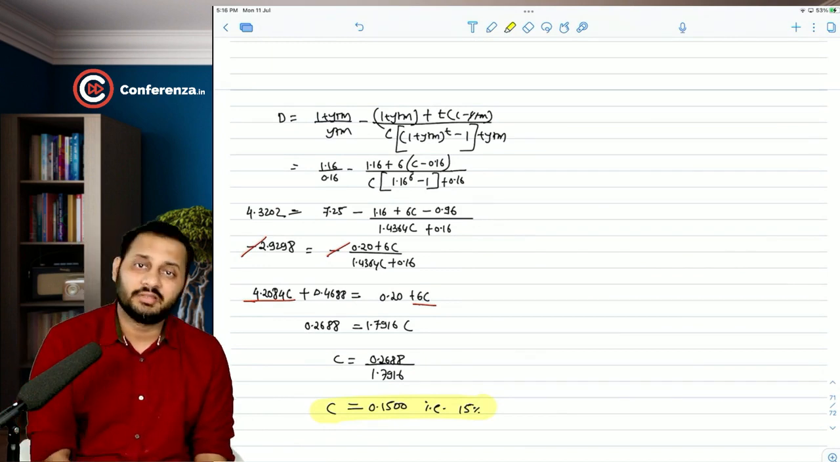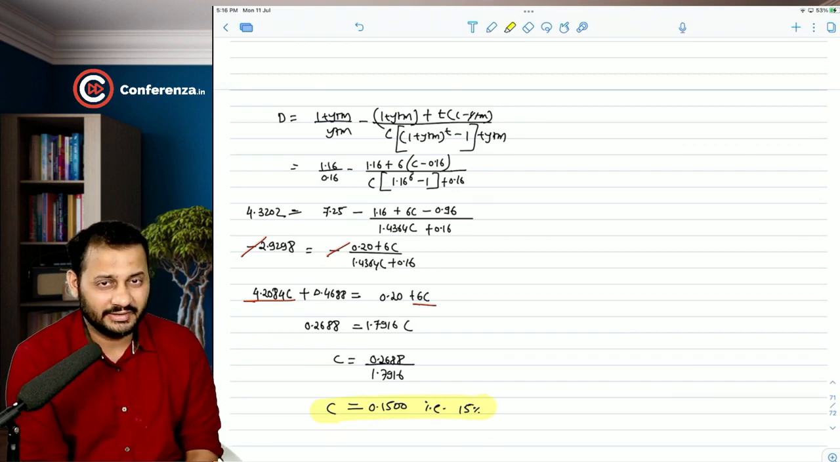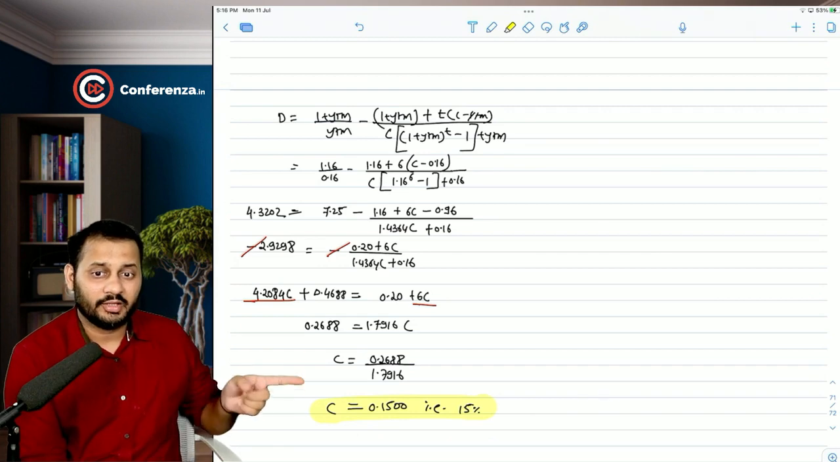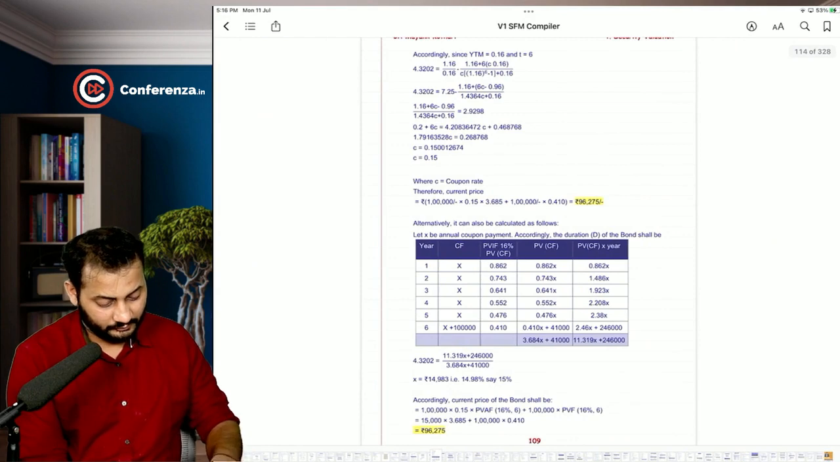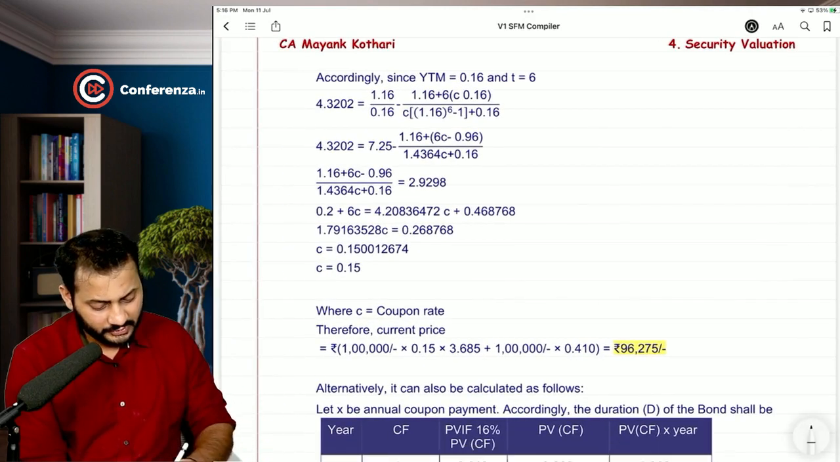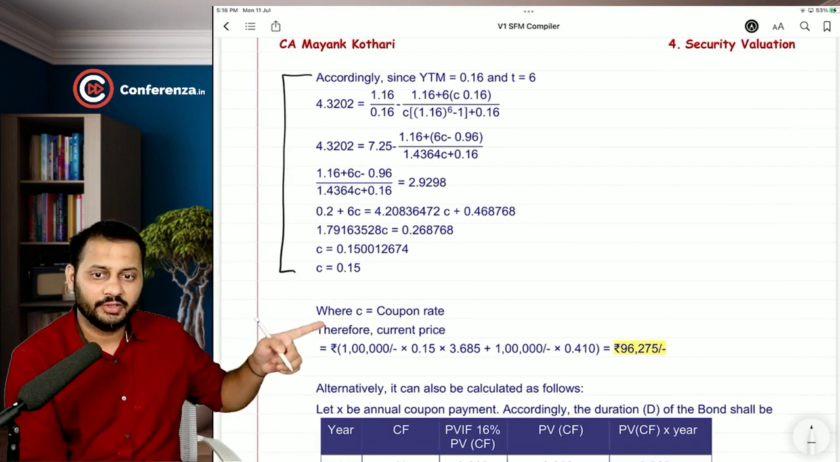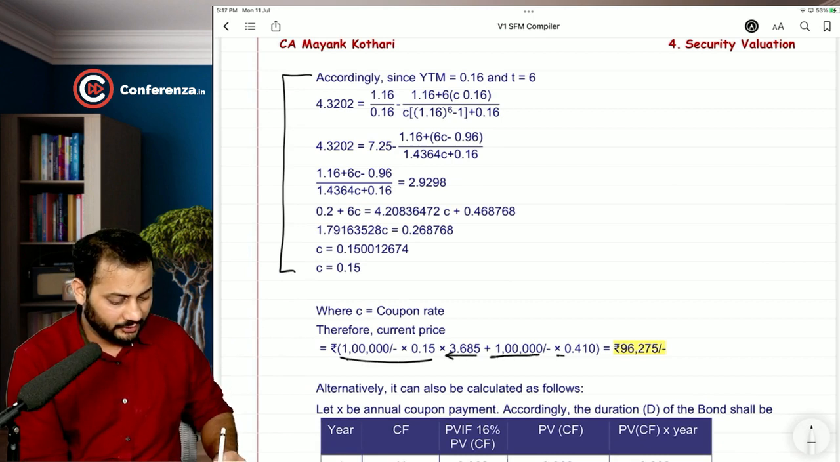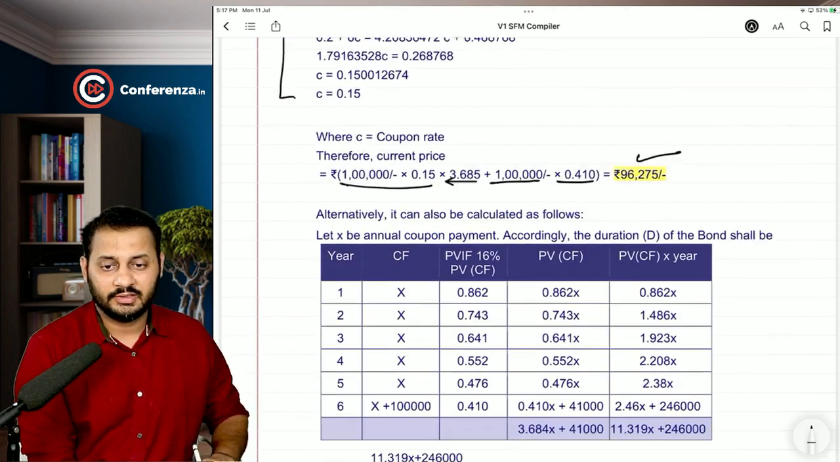But yes, there is another method. If you want to go long and do more calculations, there are some chances that you may end up with a calculation mistake. There is another method to find the amount of C. See, this is what we discussed, and C was 0.15, 15%. You take 15% of 1 lakh as 15,000, take the annuity factor, 1 lakh into the present value factor, and your answer is here.